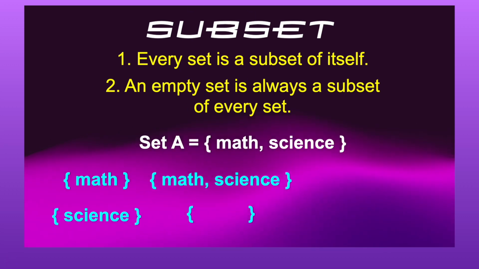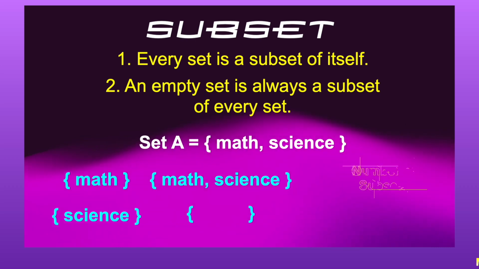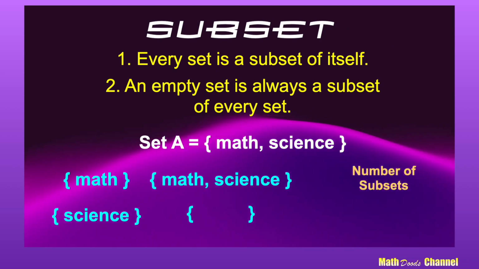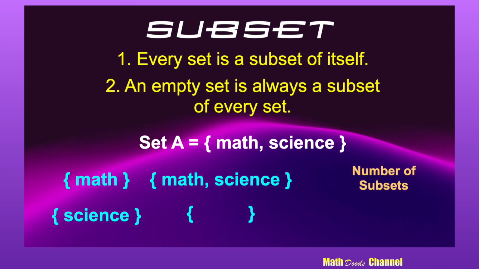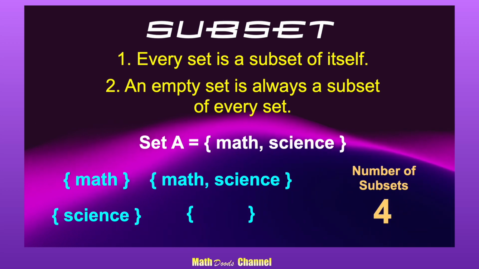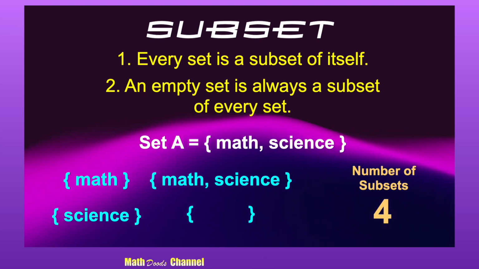Now, how many subsets are there in set A? So the number of subsets of set A is 4. There are 4 subsets of set A.